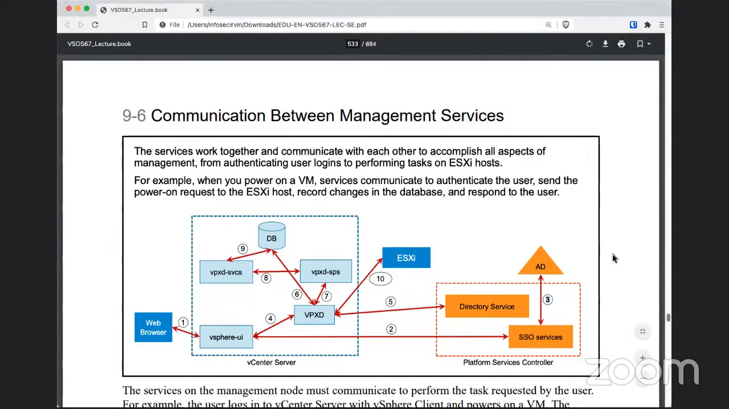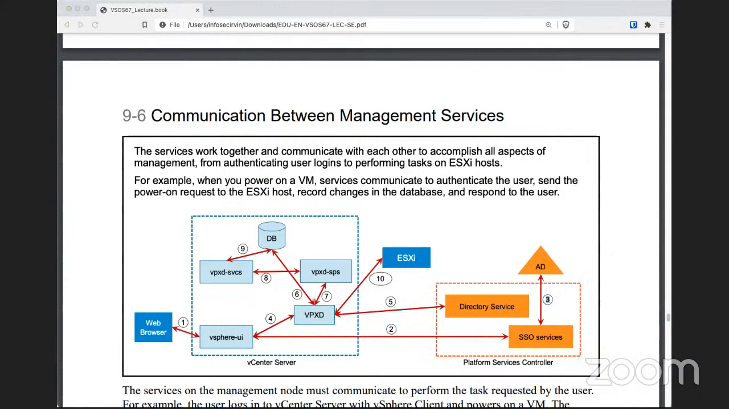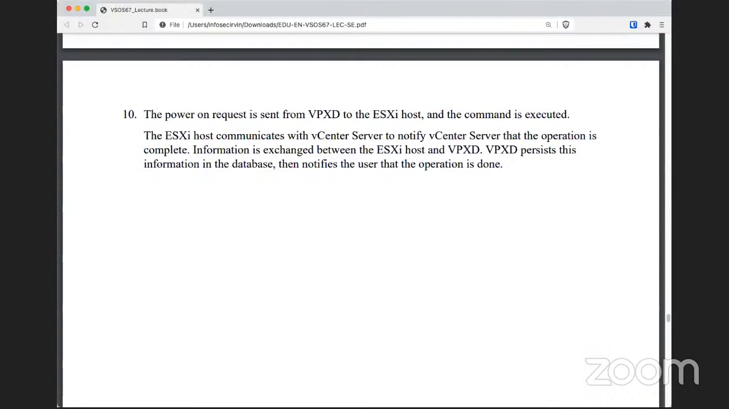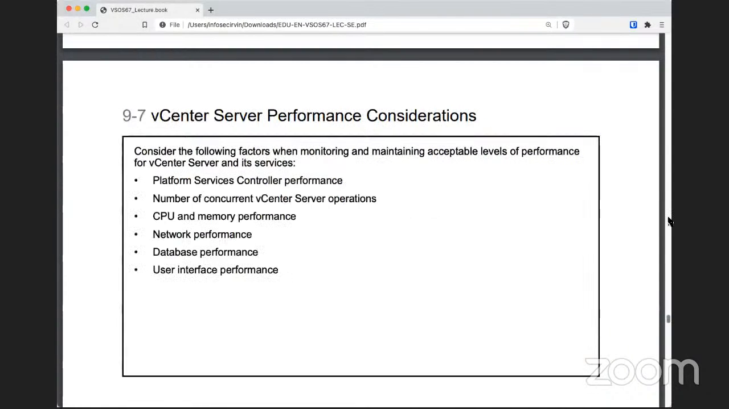All of this is not any lightweight tasks. This is actually a lot of heavy, intensive programming that will be done in the background in order to ensure that your systems are fully functional and you get the full extent of what vCenter can do. Considering a number of factors that you need to monitor and maintain acceptable levels of performance, you have the platform service controller itself, the number of concurrent vCenter server operations, CPU and memory, network, database, and user interface.